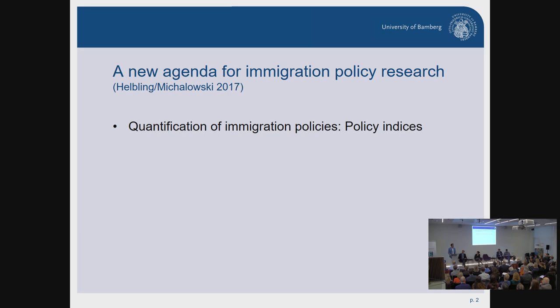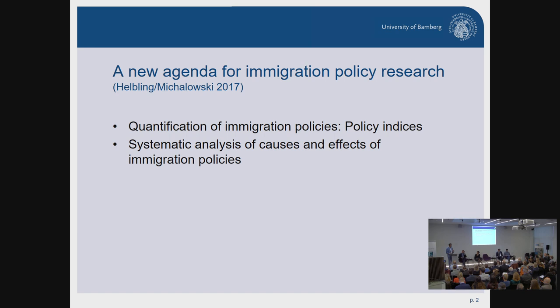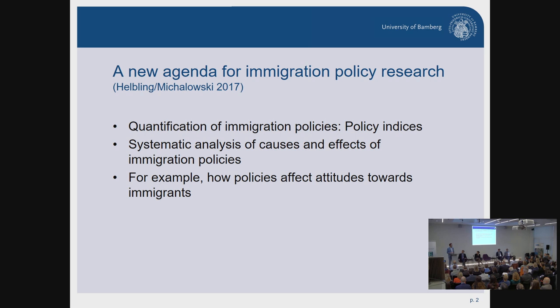Only recently, some researchers have started to build indices and databases that allow us to compare different countries and to do more systematic analysis of immigration policy, to understand its causes and effects. So there's still very little research, but there's the emergence of a new research field that, for example, allows us to study the effects of policies on attitudes among natives towards immigrants. That's one of the research questions that has been tackled recently, and there are many others.